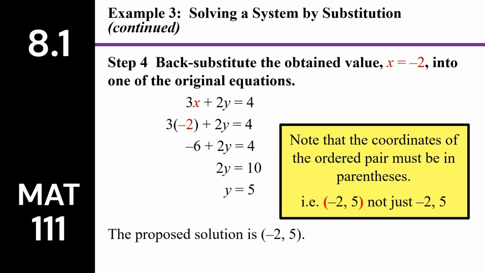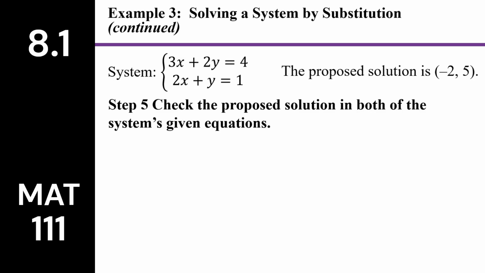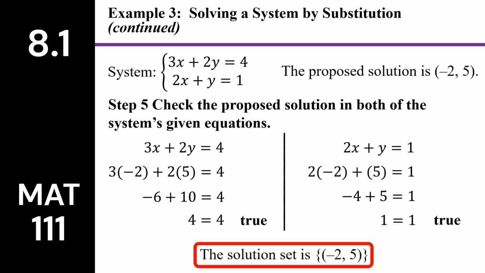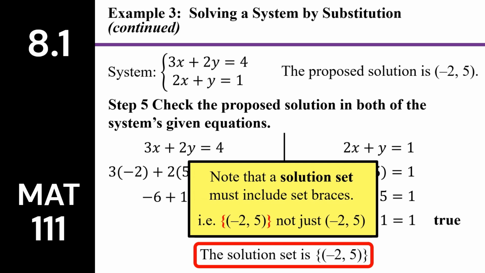Note that the coordinates of the ordered pair must be in parentheses. In step 5, we will check our proposed solution in both original equations. We substitute and simplify, and that gives us a true statement for the first equation, and we'll do the same in the second, which also results in a true equation. So this verifies our proposed solution, and our solution set is the set containing the ordered pair -2, 5. Note that a solution set must include set braces.